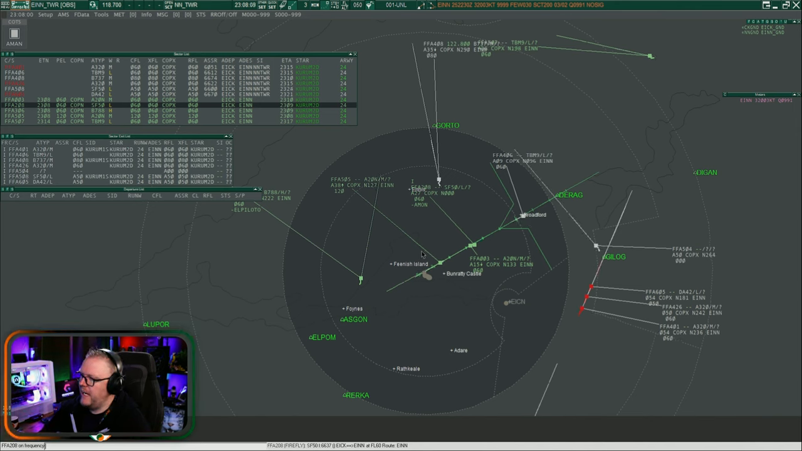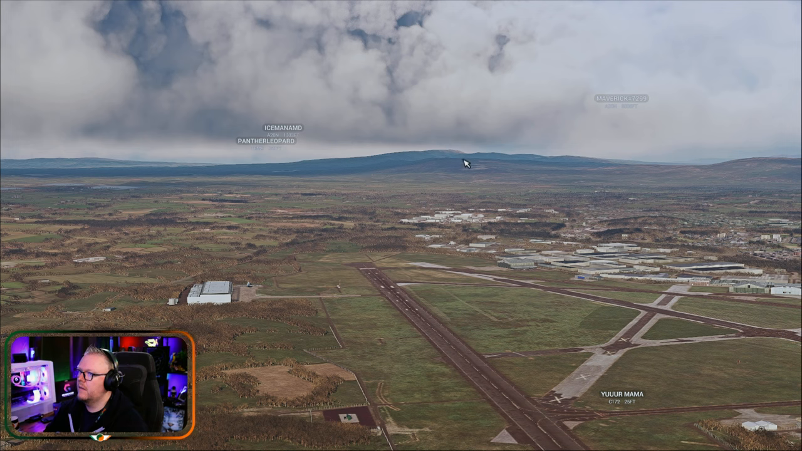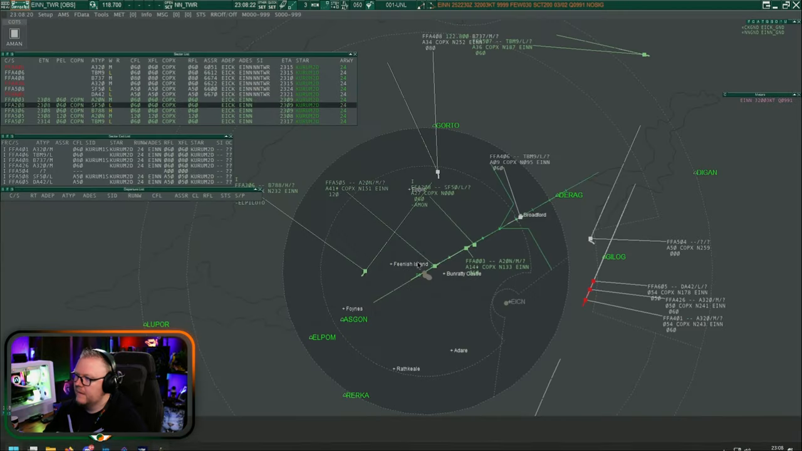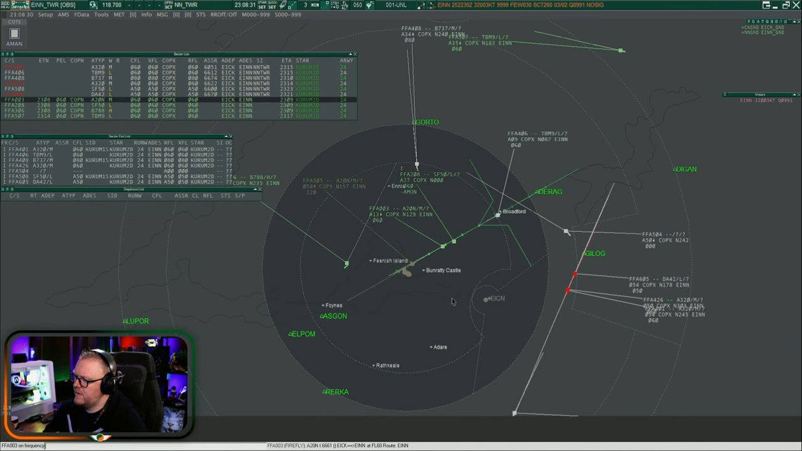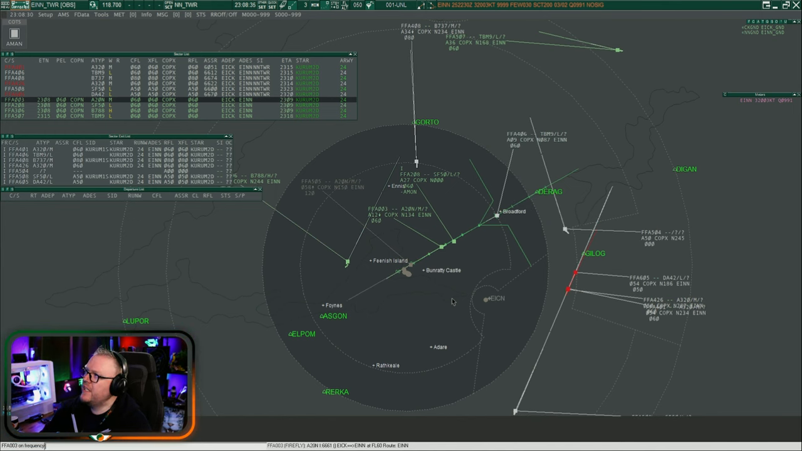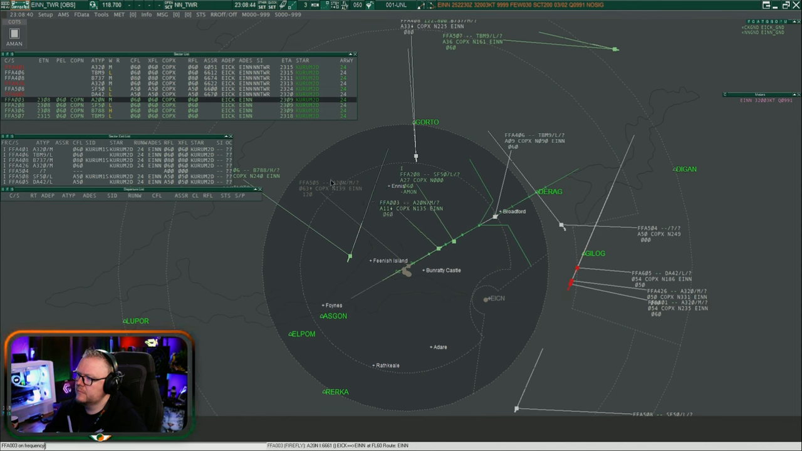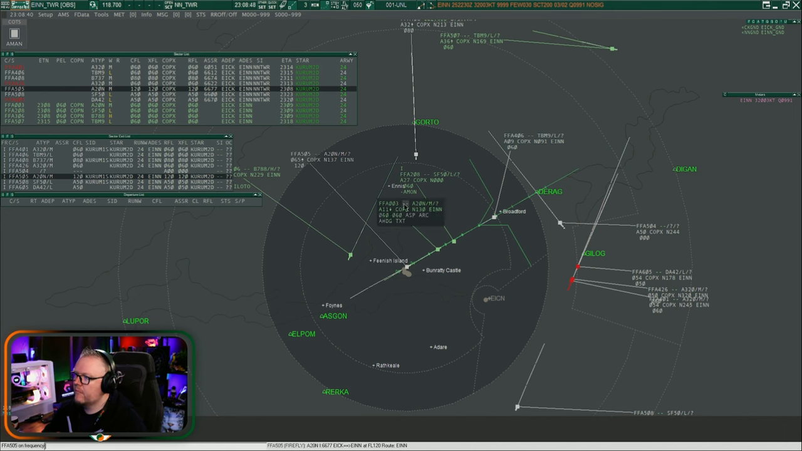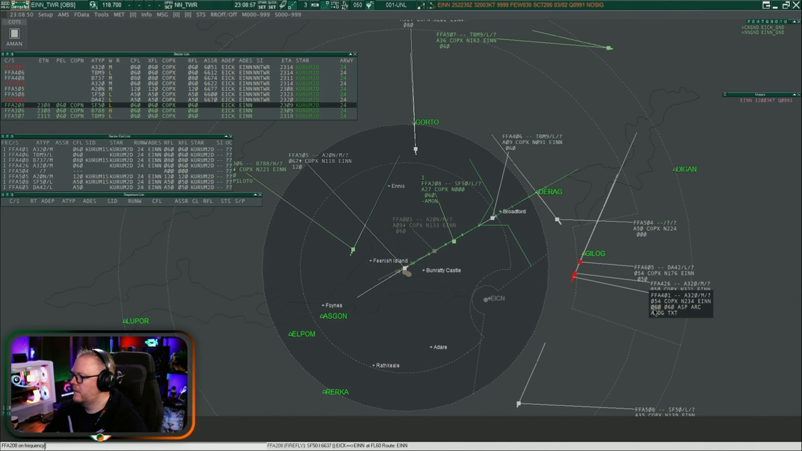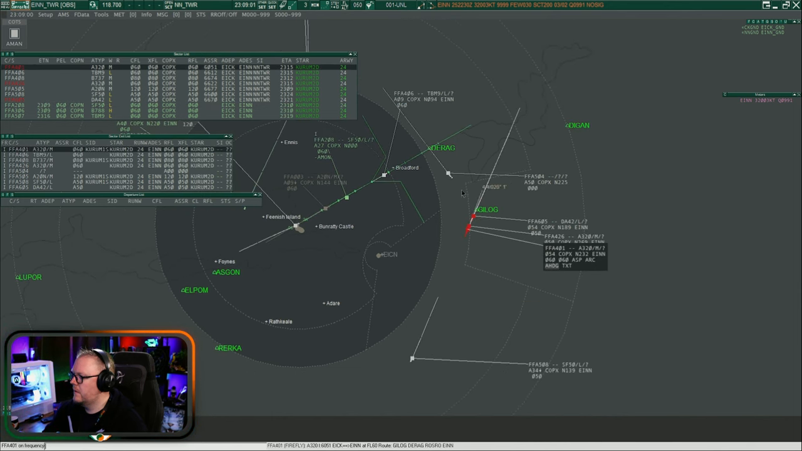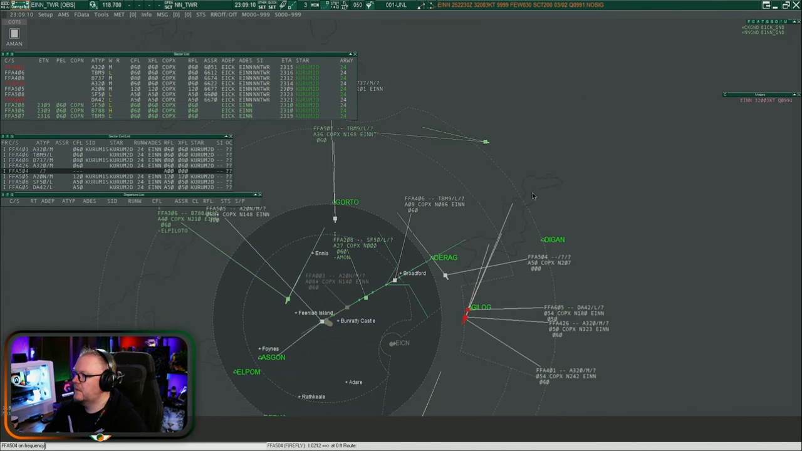208. Firefly 208, Shannon Tower. 406, Firefly 406, clear to land. Oh, Jesus. Where is 406? We have 208 and 003. Firefly 003, winds 320 at 3 knots, runway 24, clear to land. Shannon Tower, clear to land, runway 24, Firefly 003. Shannon Tower, Firefly 426, inbound Gillog, descending flight level 040. Your spacing is not good, lads. Your spacing is not good.